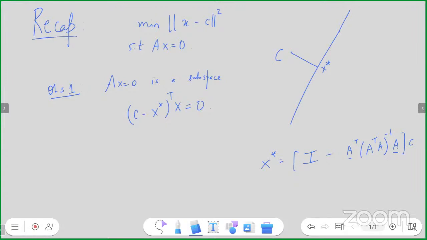See, all you wanted was somehow this to have something, some term, and eventually an A, so that A times X becomes 0. That's all you really wanted. This exactly gives you that.